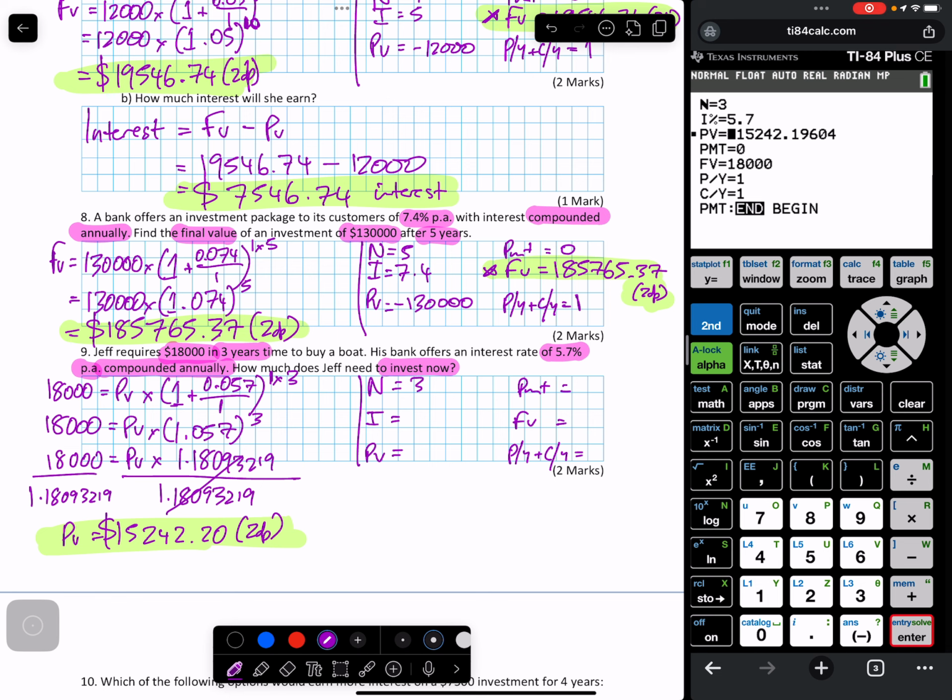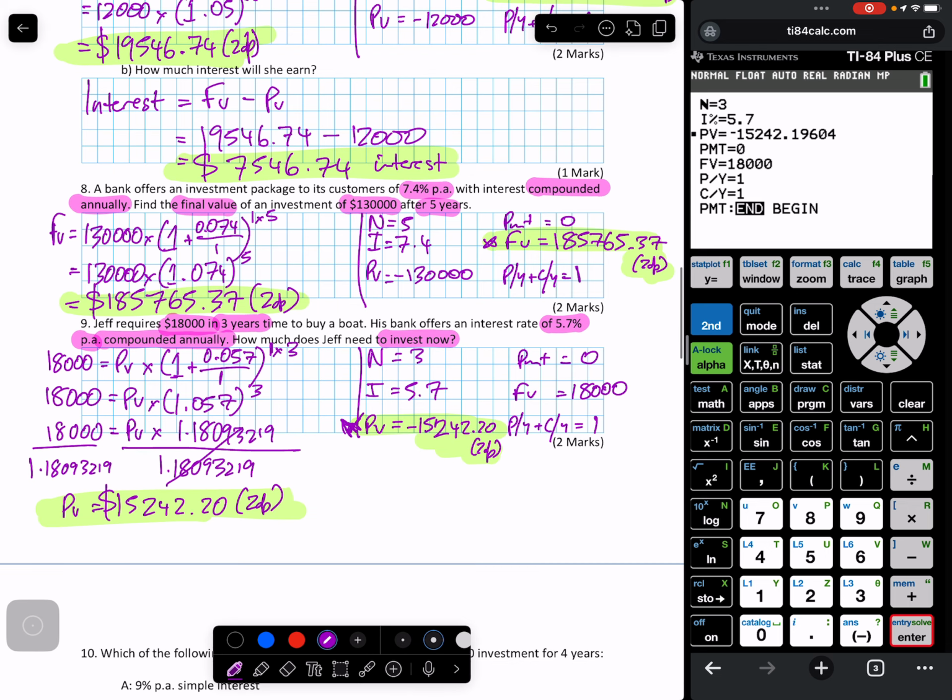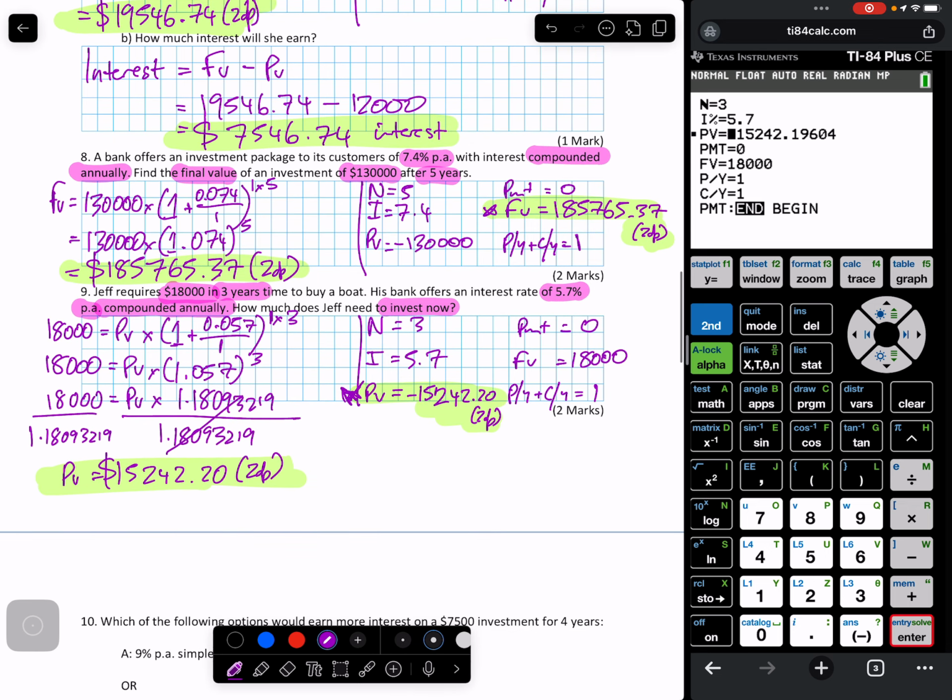N was 3, I was 5.7. We solve for PV, so put a star next to PV, negative 15242.20 again. Same answer as doing it by hand. PMT was nothing, he's not making payments, he wants it to grow to 18,000. PY and CY are both 1. So you can see this question's kind of easier to do with TVM solver because you don't need to do algebra.